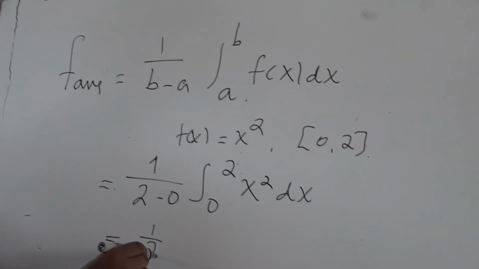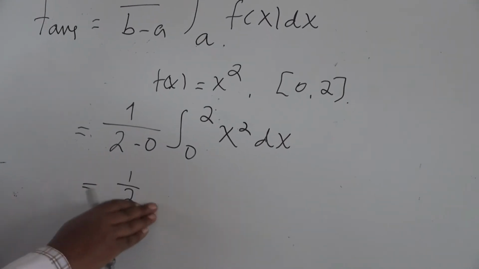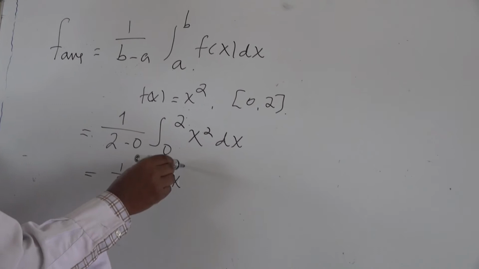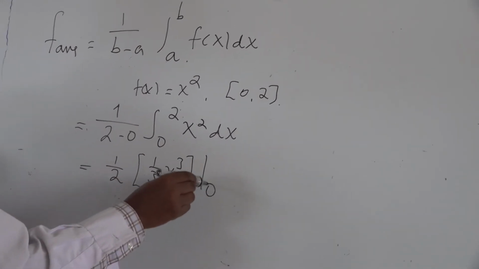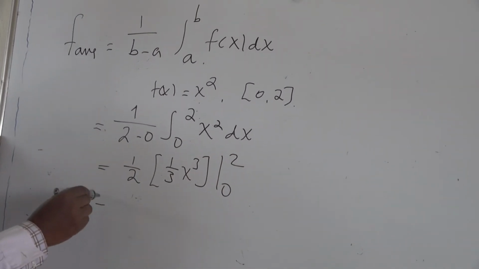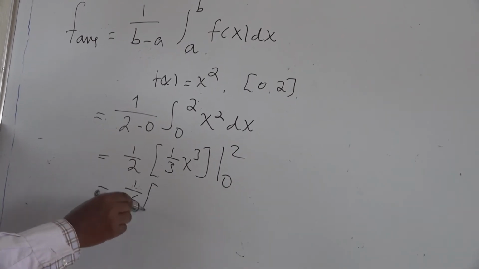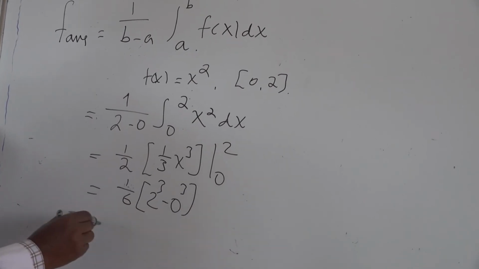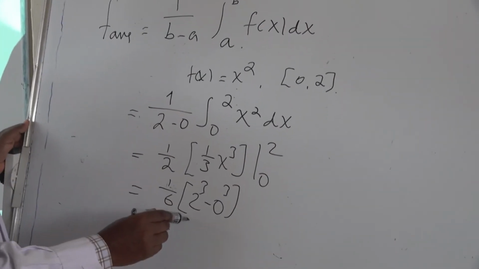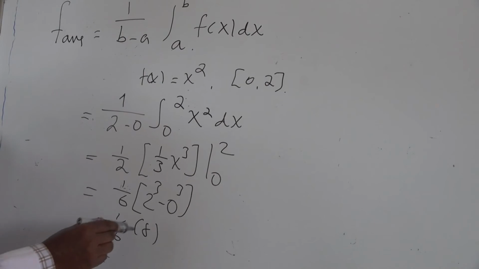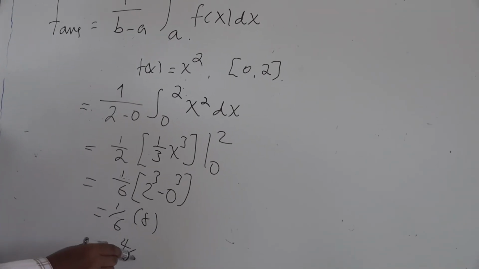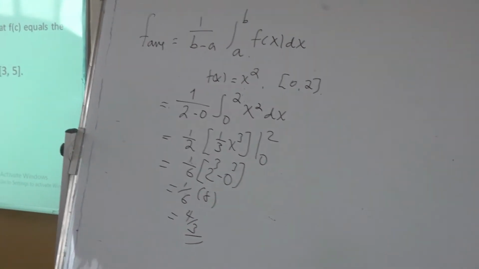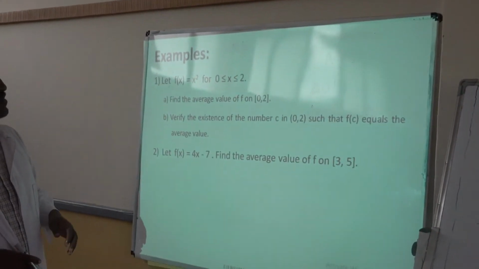And that is 1 over 2, the integral from 0 to 2 of x squared. The integral of x squared is obviously 1 over 3 x cubed. Evaluate this from 0 to 2. So you'll have 1 over 6, 2 cubed minus 0 cubed. 2 cubed is 8, so times 8. That is 4 over 3. So the average value of this function over the closed interval 0, 2 will be 4 over 3.